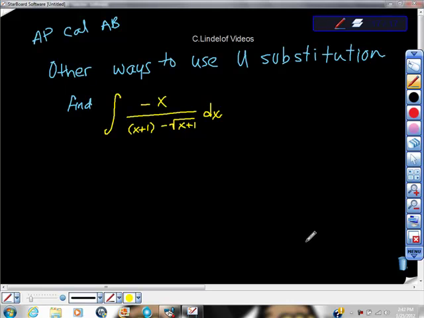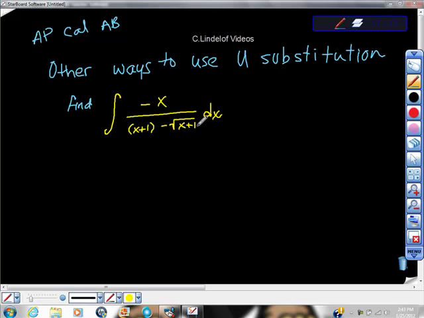AP Calculus AB. Here's a couple other ways to use substitution, and I just want to continue to remind you that you have to prepare yourself to see a lot of patterns on the AP exam. So here's this thing that just looks a mess, and it's hard looking at this to figure out how you're going to find this indefinite integral.